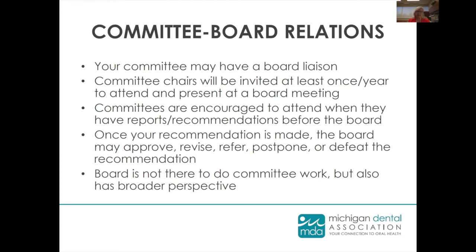But as I pointed out before, the board isn't there to do committee work, but they do have, in some cases, a broader perspective than you do as a committee member.